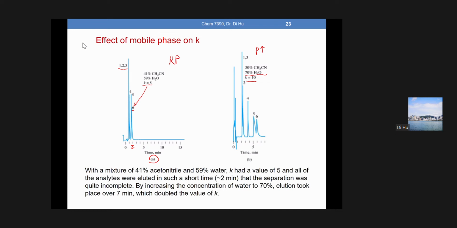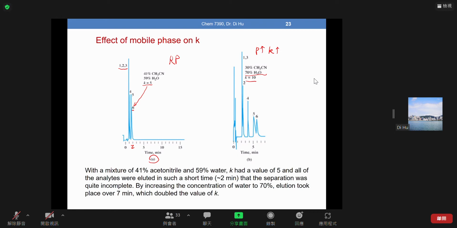How about the K? Now, the K value also increased, right? And this is K. And now it's 30% ACN. So how about separation? Kind of, right? We say now when K equals 10, seems like they can be separated.